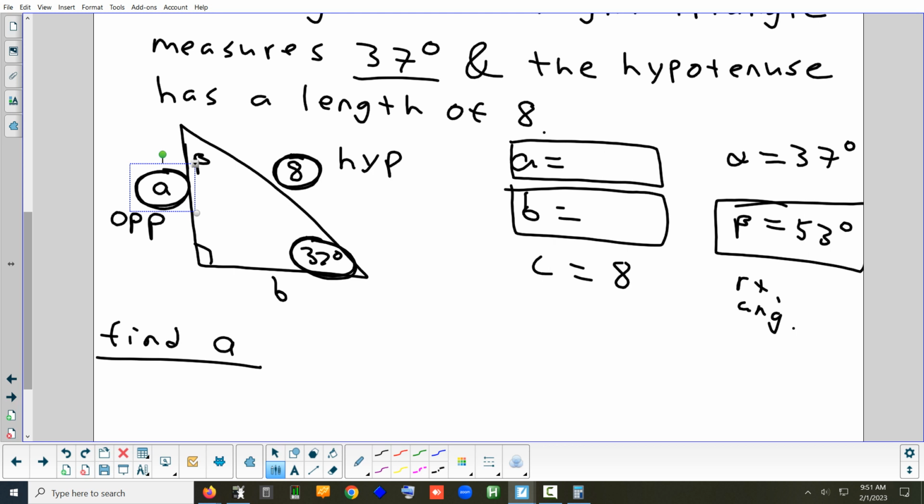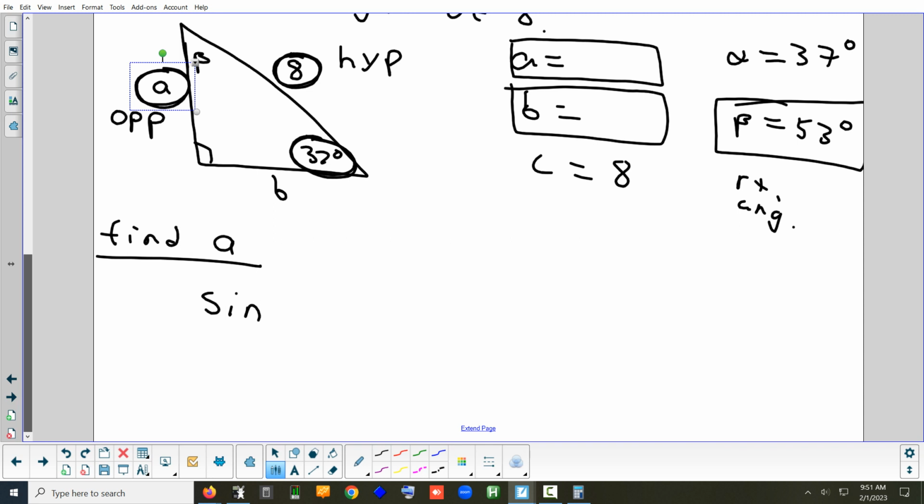Cosine is adjacent over hypotenuse. So we are going to use cosine, but not for sine. Yep, sine. So we write down sine of 37 equals, and now put opposite over hypotenuse. What side is opposite 37? A. And what's the hypotenuse? 8.